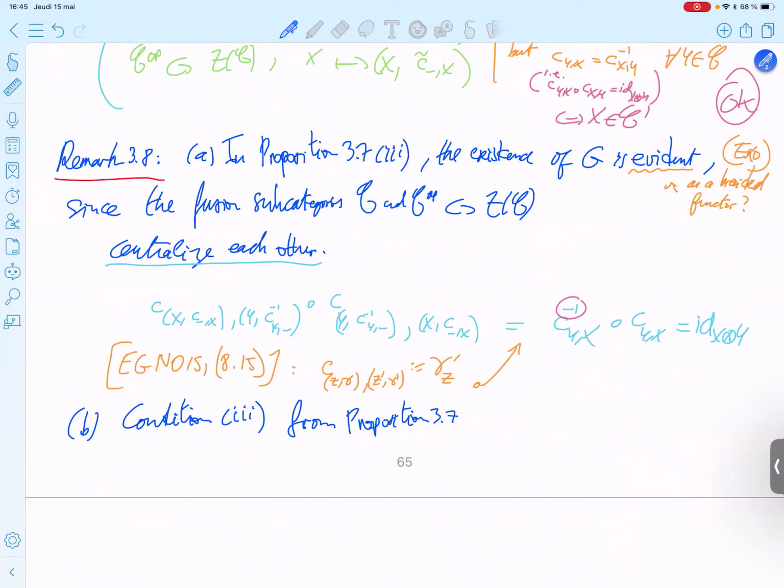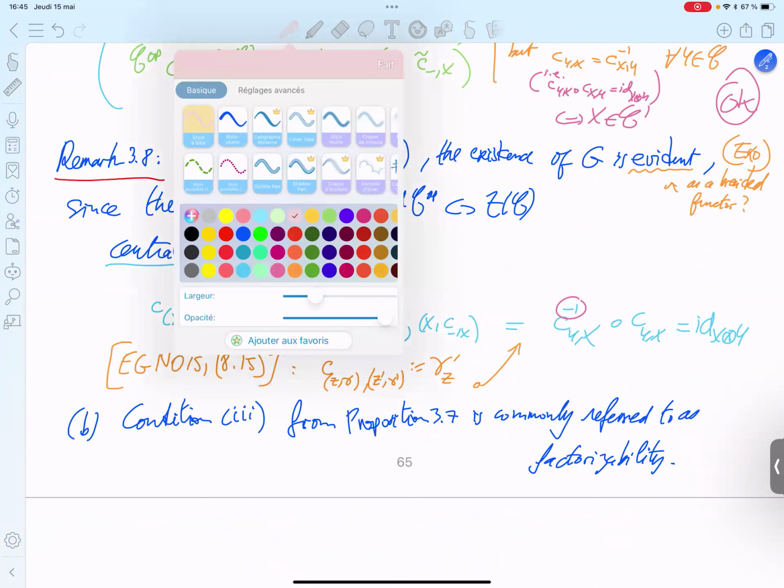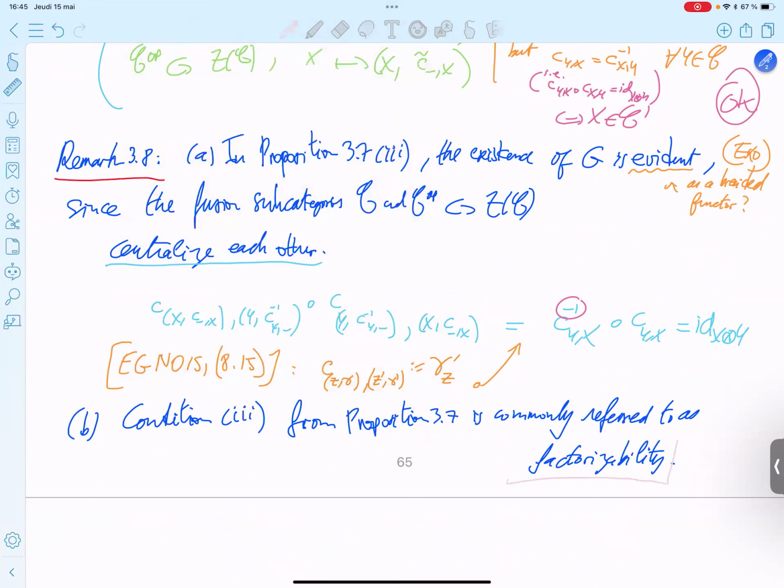Proposition 3.7 is commonly referred to as factorizability. And this notion pre-exists in the Hopf algebra theory, the notion of factorizable Hopf algebra.